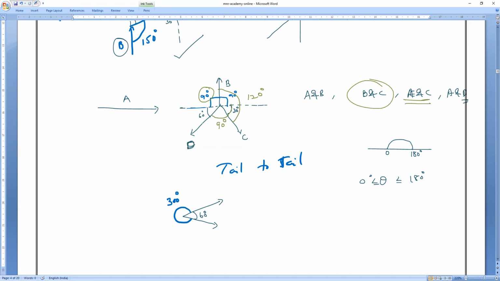Next, what is the angle between A and C? Rudresha? 150 degrees. A and C, 150 degrees. See, A is like this and C is like this. So observe very carefully.